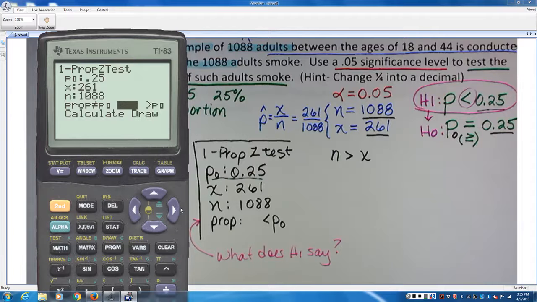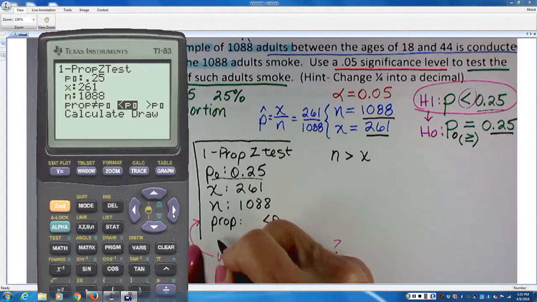Now you have two options next. You can either calculate or you can draw. Generally, I will choose to draw the picture rather than to calculate, because the picture actually will answer our question for us. So we're going to choose draw.